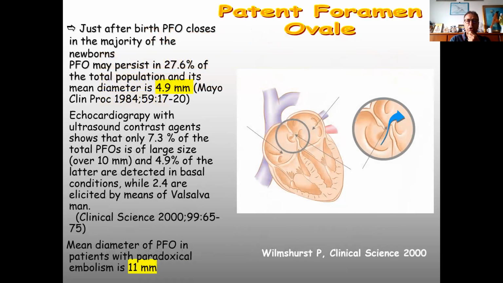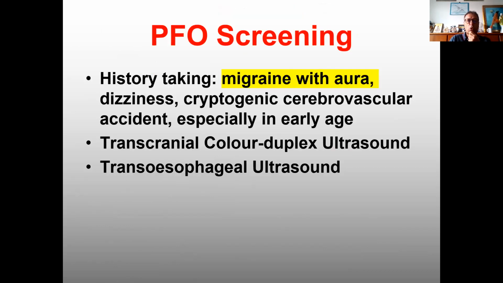We know that patent foramen ovale is present in about 25, 27, we see here, percent of the total population. But the mean diameter of this patent foramen ovale is around 5 millimeters. On the contrary, when the patent foramen ovale is symptomatic, the mean diameter of this hole in our heart is around 11 millimeters. So how could we screen PFO?